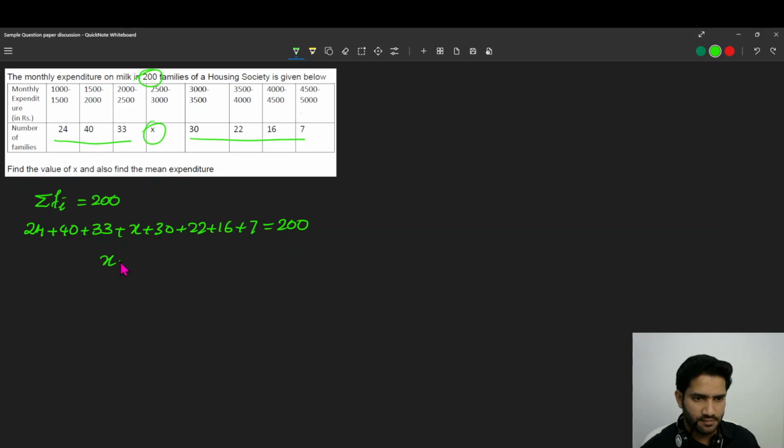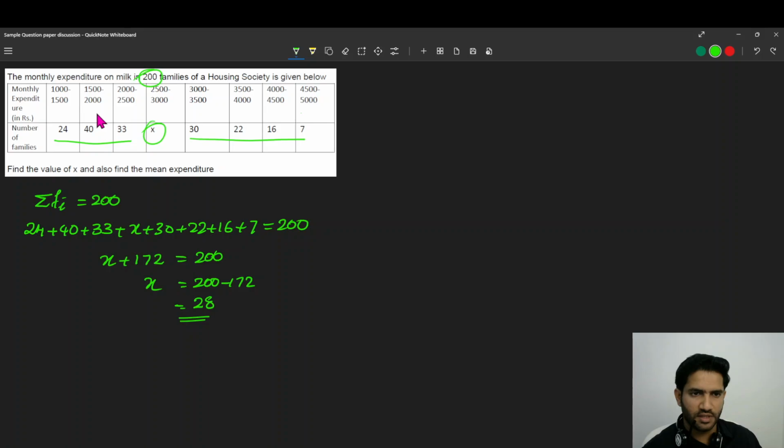So x plus 172 equal to 200. So x equal to that is 28. So x equal to 28. Now we have the frequency x equal to 28. Then we can use the table for solving the mean.